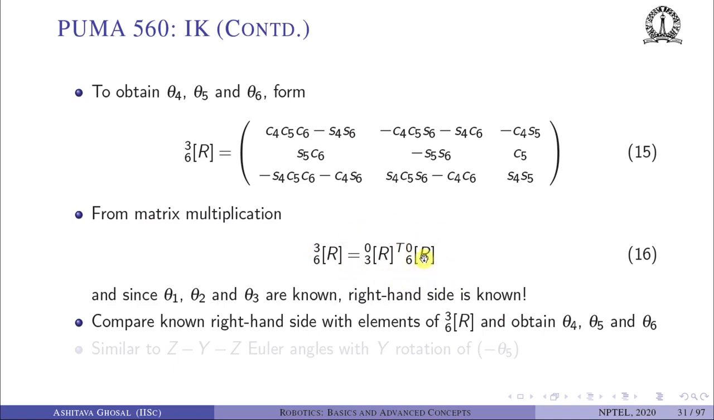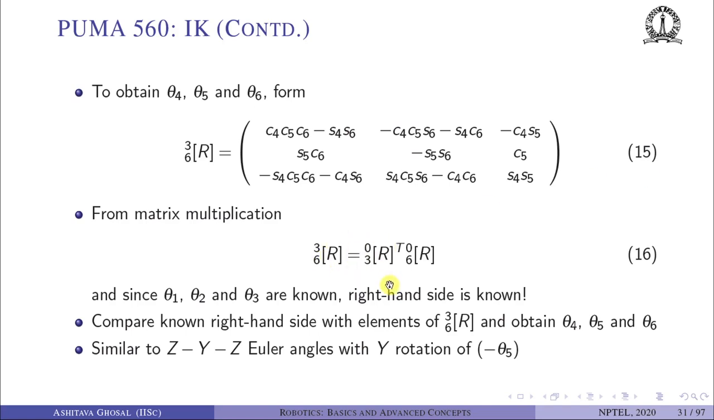The right-hand side is known because 0,6R is given to you for the inverse kinematics problem, and 0,3R contains only theta 1, theta 2, and theta 3. So basically the right-hand side is known, and the left-hand side has three variables, 4, 5, and 6. We can just compare term by term and find out theta 4, theta 5, and theta 6. For example, C5 will be equal to some known number, so theta 5 will be cos inverse of that known number.